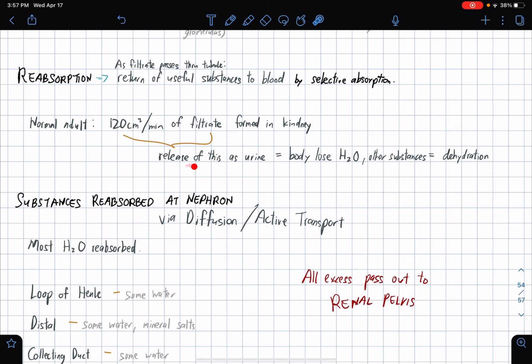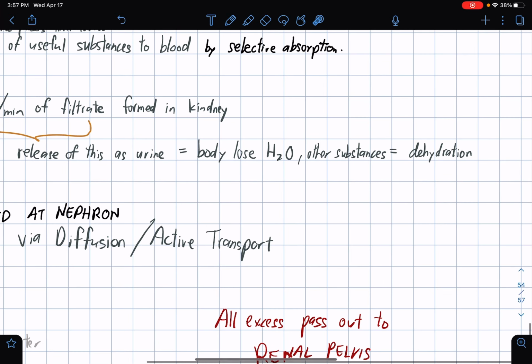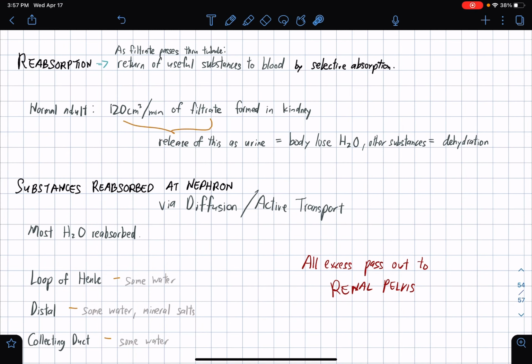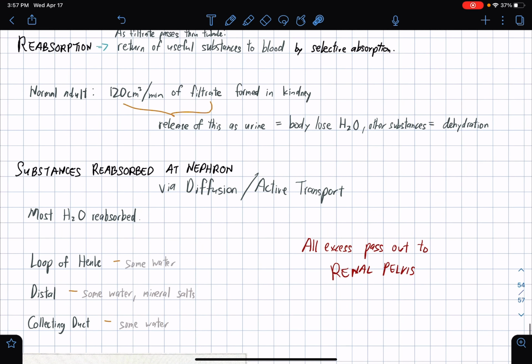This is released as urine. So the body will lose water and other substances, and eventually cause dehydration, especially if you don't drink water, in order to resupply your body with enough water to carry on.